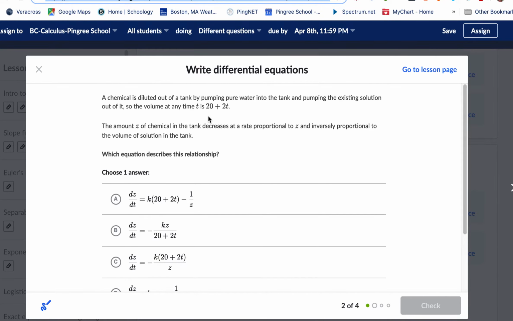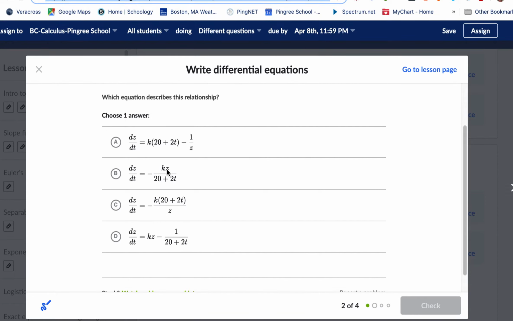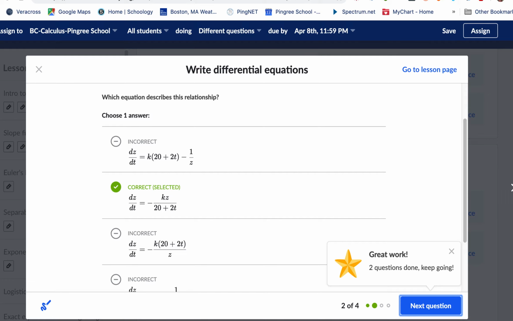Okay, well they're telling us here that the volume is being diluted out of the tank. The chemical is being diluted by pumping pure water in at this rate here. So if it's inversely proportional to the amount of volume, this is going to be in the denominator. So where do we see a negative kz with the 20 plus 2t in the denominator? It's right here. Why is it not this one? Because it's not a subtractive process. You can't just sort of take an amount like this and subtract it. Plus the hint there is that there's no negative k. So I'm going to click on this guy, and lucky for us, we're still going.